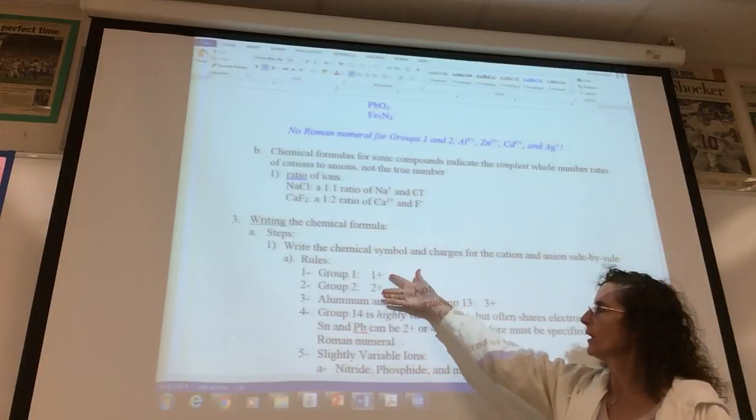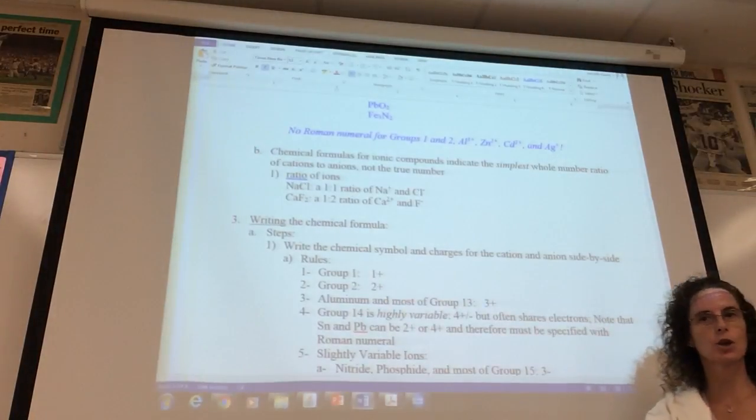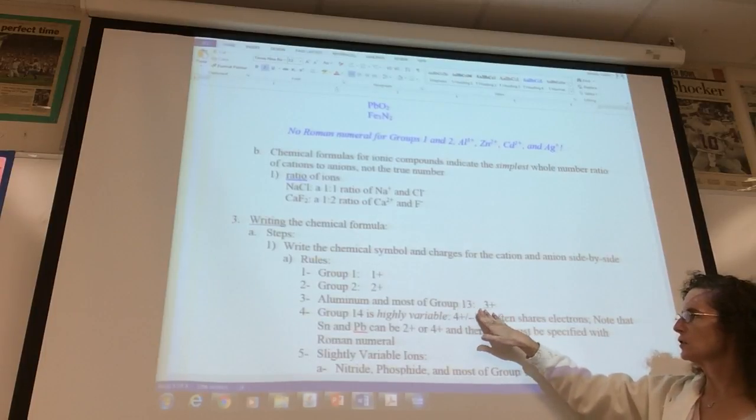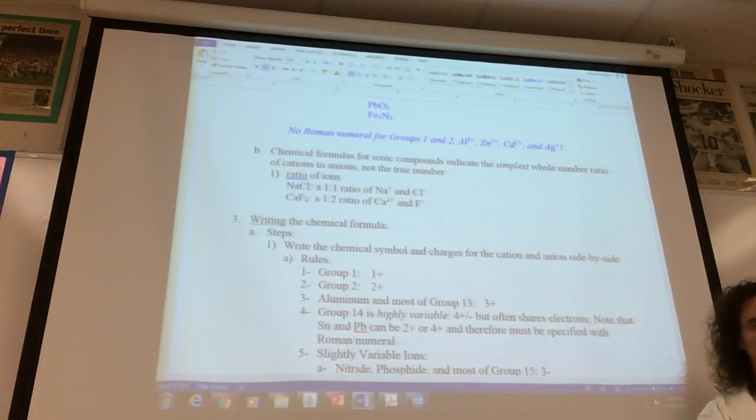We know that groups 1 and 2 have 1 plus and 2 plus charges respectively. We know aluminum in most of group 13 is 3 plus. We labeled off your periodic tables last time.